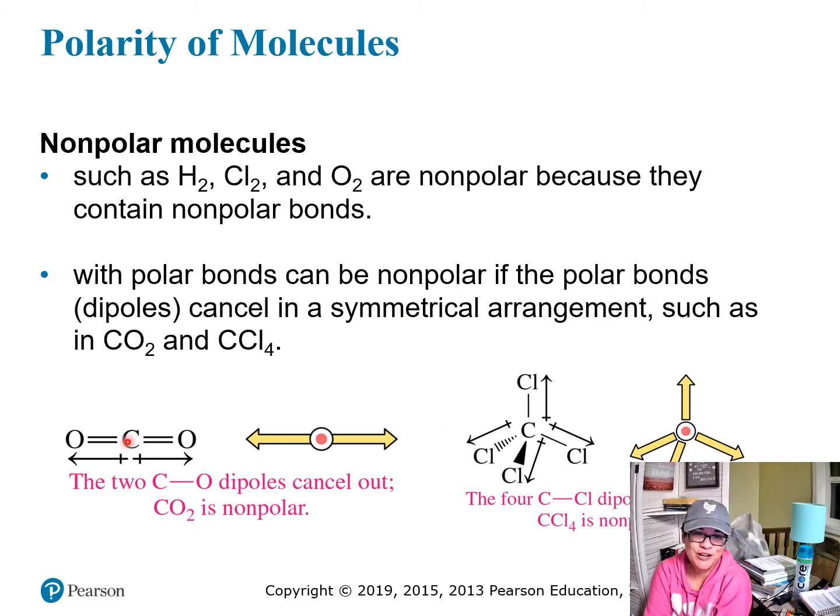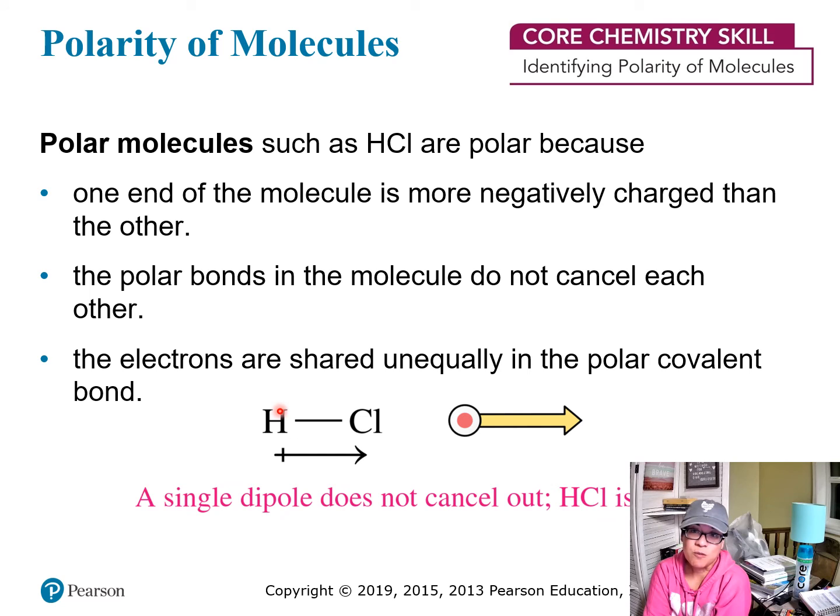So if we look here, the bond between C and O is actually polar, and this bond is also polar, but overall it cancels out. So this whole molecule is nonpolar. Same thing happens with CCl4 here. You do have 4 polar bonds, but they all are pulling in opposite directions. So overall this guy is nonpolar. So I'll say it again. You can have polar bonds in a nonpolar molecule.